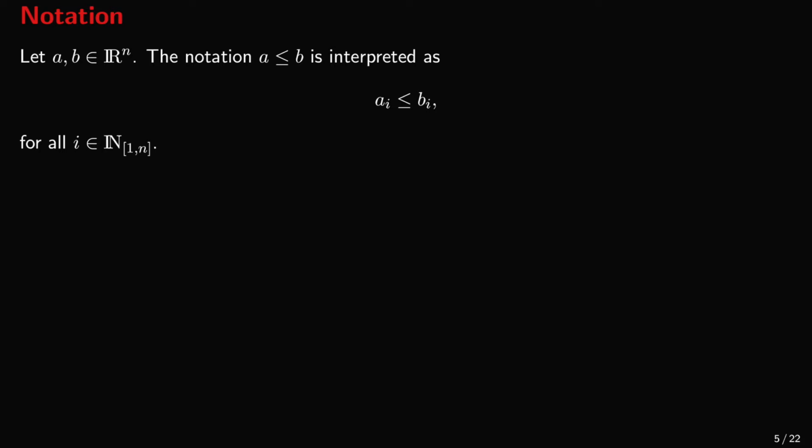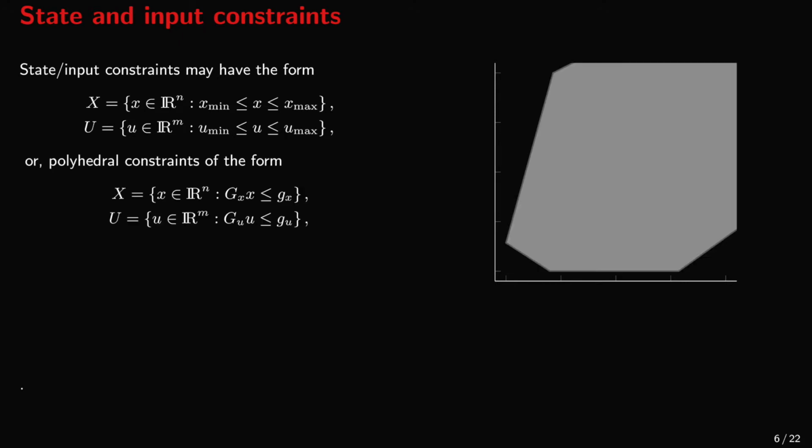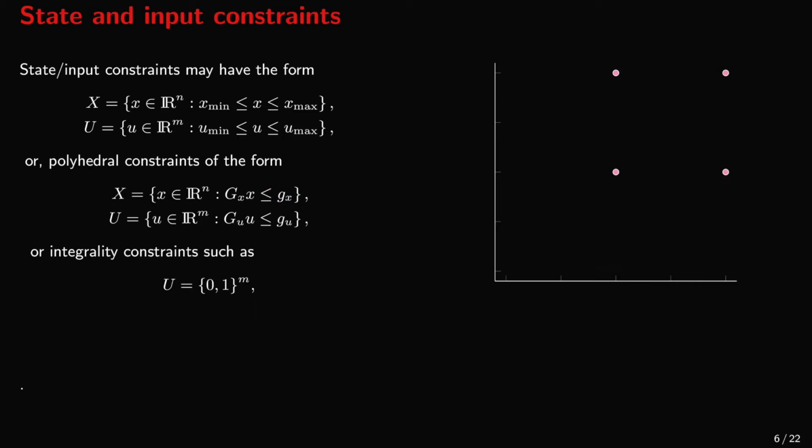Before we move on, we need a little piece of notation. For two vectors a and b, the notation a is less than or equal to b means that a is less than or equal to b element-wise. State and input constraints may have the simple form of a rectangle, where, for example, x is between given bounds x-min and x-max. Or we may have more general polyhedral constraints of the form matrix times x is less than or equal to a vector. We may have integrality constraints, where some variables are allowed to take only finitely many values.